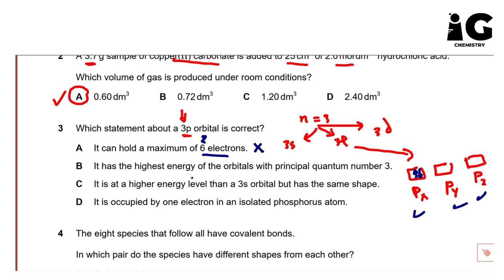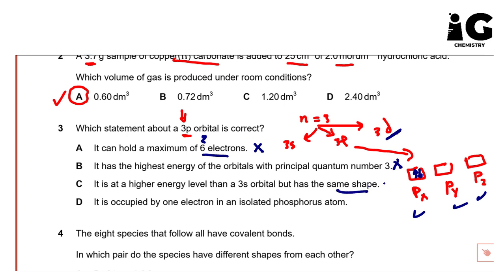It has the highest energy of the orbitals with principal quantum number 3. Actually, no, because it doesn't have the highest energy for principal quantum number 3, since we said we have 3d. 3d is higher than 3p. So this is also wrong. And it's at a higher energy level than a 3s orbital, but has the same shape.